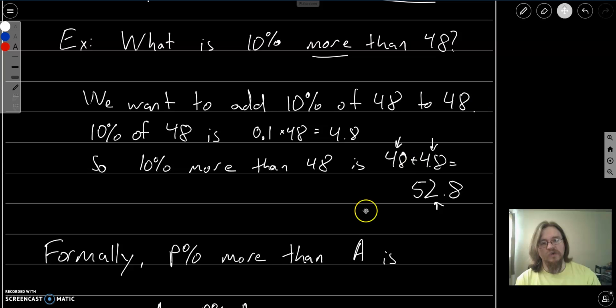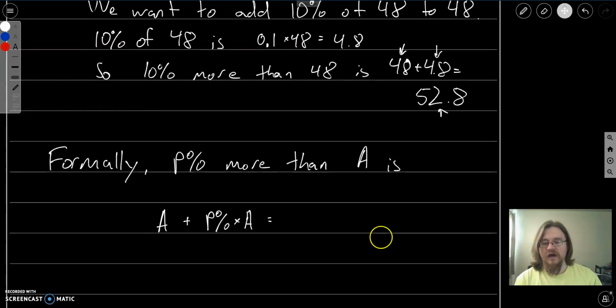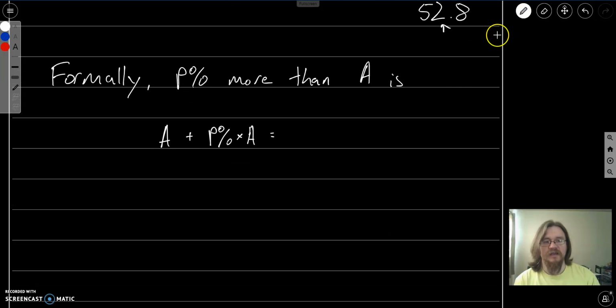So we can do this formally as well. p% more than a. The way this works is I want to take a and add a little bit to it. I'm going to add p% of a back to itself. Well, we can simplify this. p% times a, I don't want to take a percent times a, I want to take a number times a. So this is going to be p divided by 100 times a.